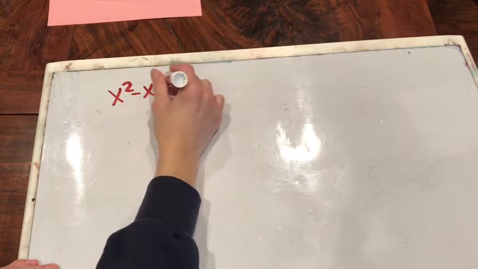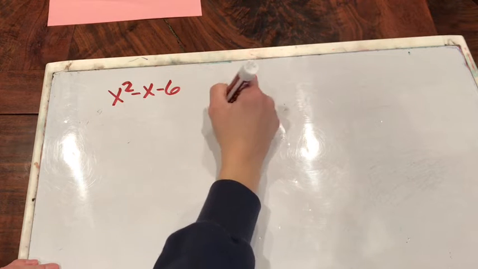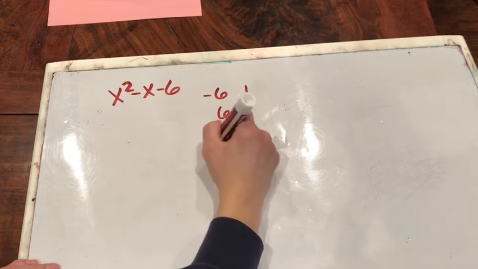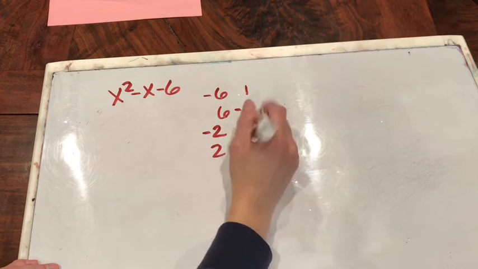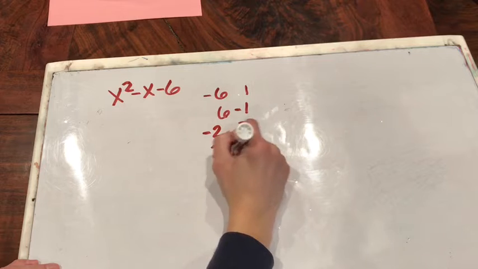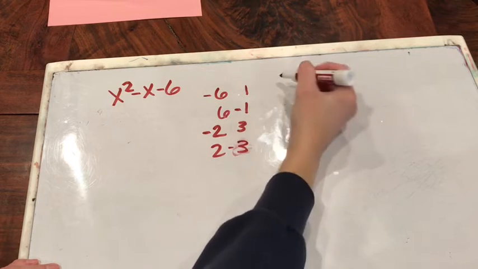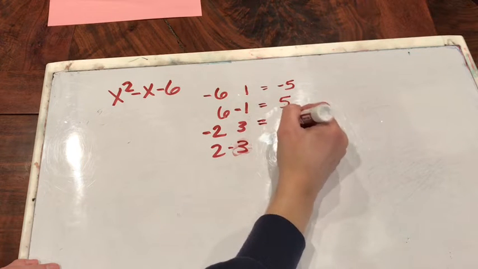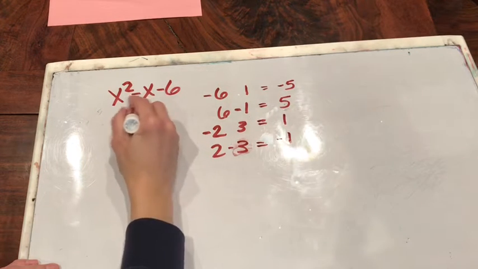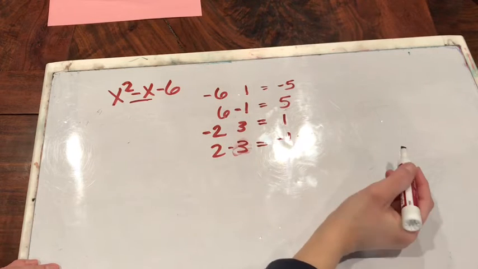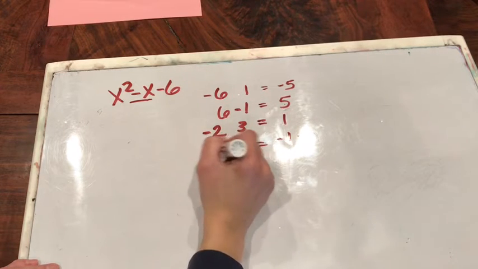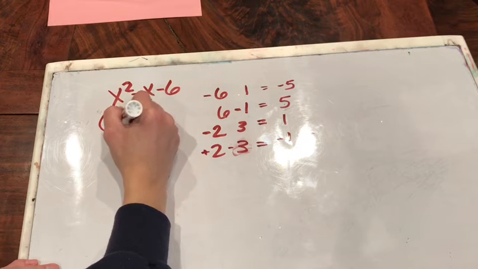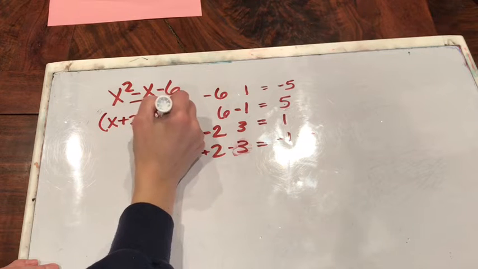So again, I'm looking for factors of 6. There's 6 and 1, and either the 6 is negative or the 1 is negative. There's 2 and 3, and either the 2 is negative or the 3 is negative. So when I add these up, I would get a -5 or a +5. I would get a +1 or a -1. And I'm looking for a -1, so I'm looking at this one right here. So this is a +2 and a -3. There's no coefficient here, so I don't have to worry about the difference there. And I can write it like this.